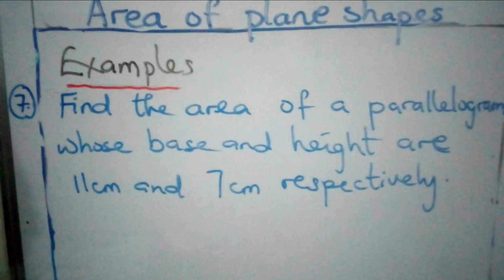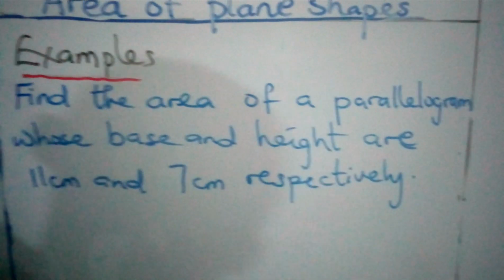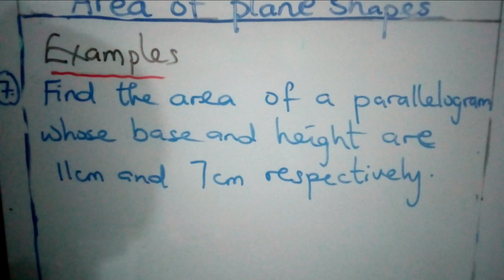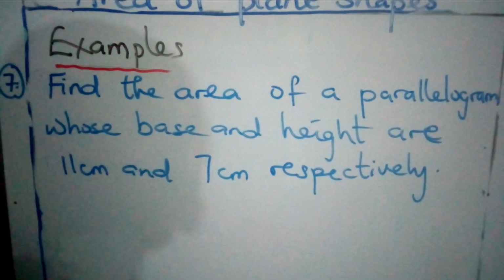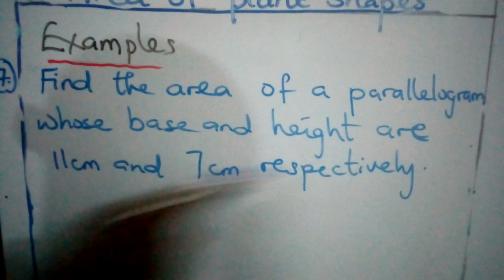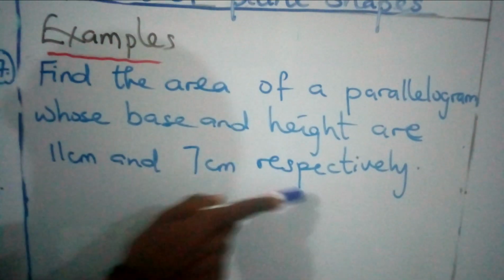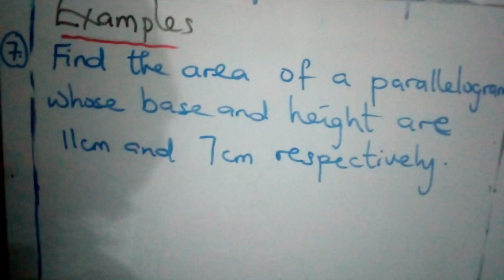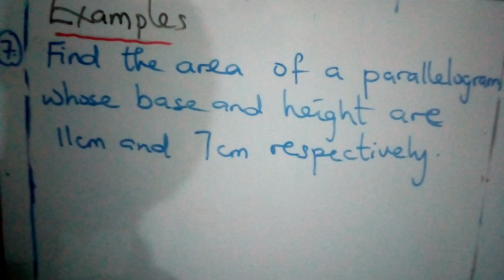Okay, example 7. Don't forget we are looking at different shapes, so we're taking some examples that have to do with all the shapes. Find the area of a parallelogram whose base and height are 11 cm and 7 cm respectively. The shape we're looking at here is a parallelogram, so I would like to draw this and put the dimensions on it.